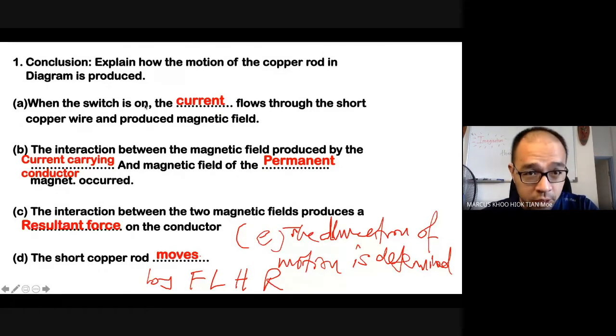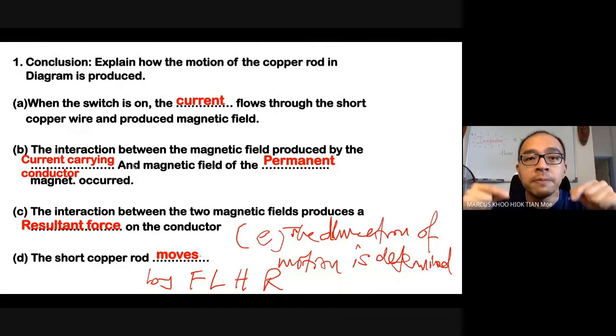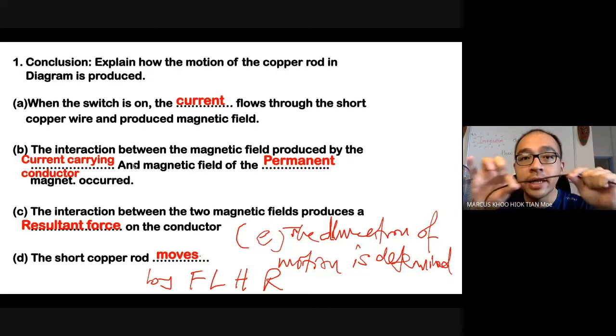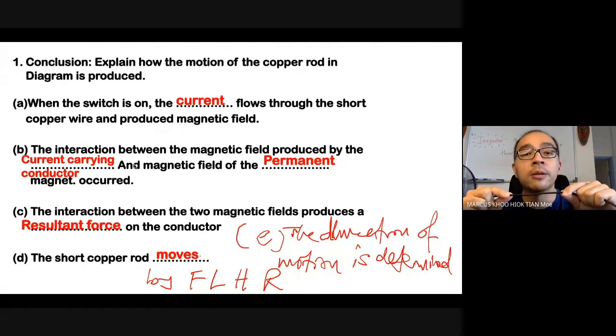Memorize how the motion of a copper rod, or at least a current carrying conductor, just one single piece of wire, is produced. Because when you understand how the movement on a single piece of wire is produced, it will help us in this next step, which we are going to learn today.